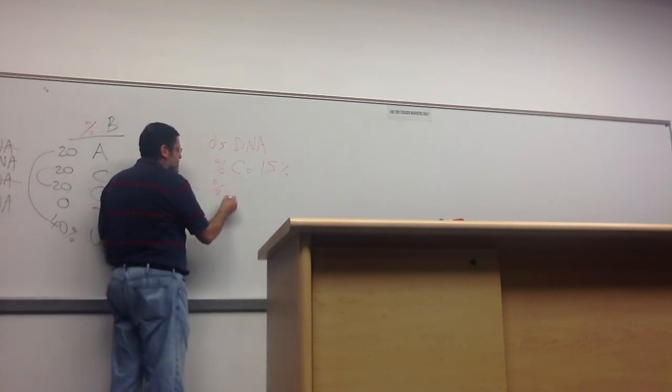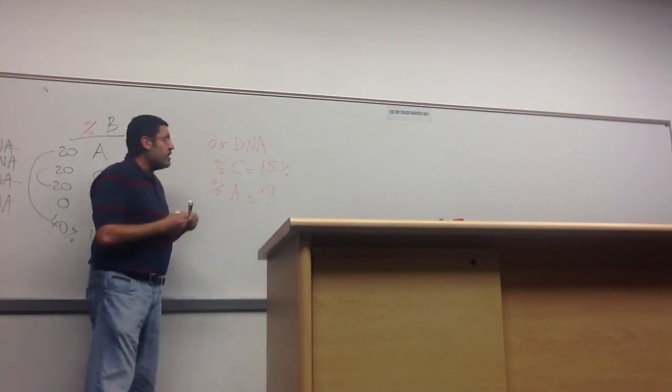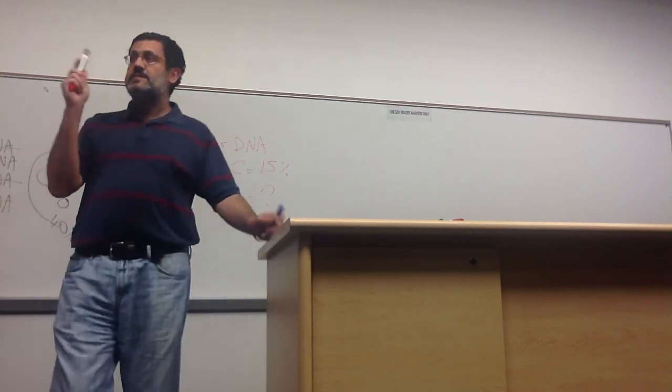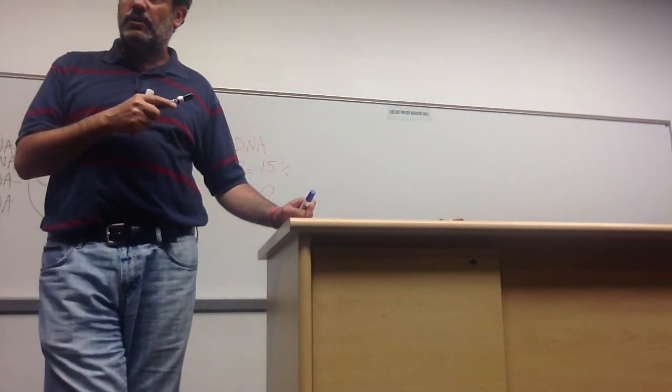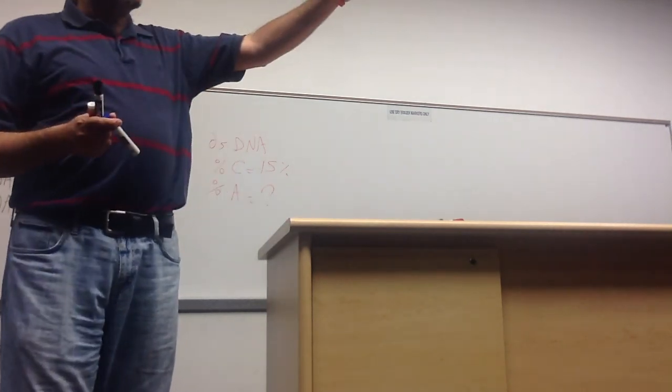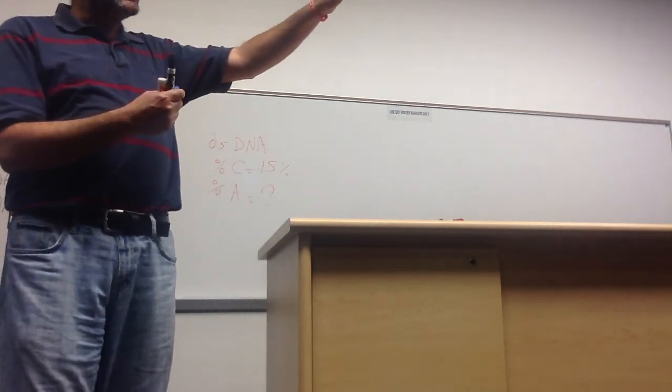What is the percent of adenine? If it is double-stranded DNA, that means cytosine and guanine have to be equal. That takes up 30%. What's left is 70 divided by 2, which has to be equal. So it's going to be 35%.